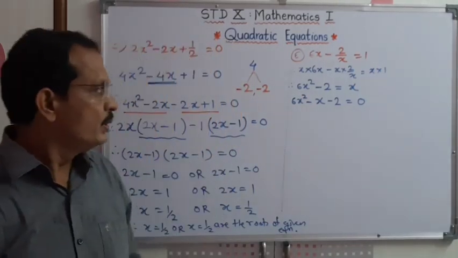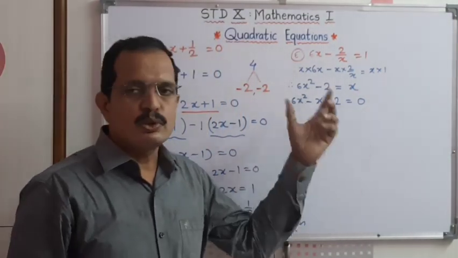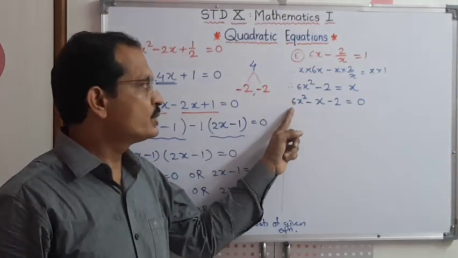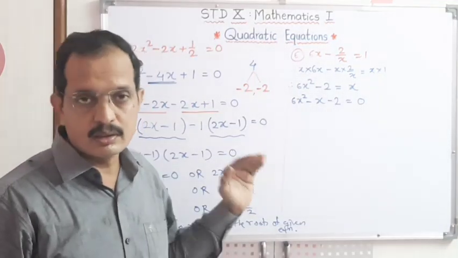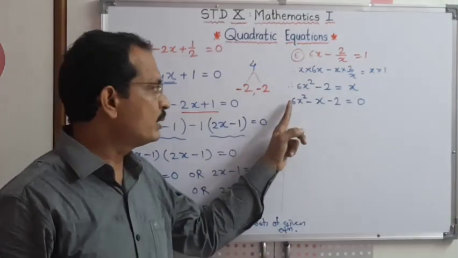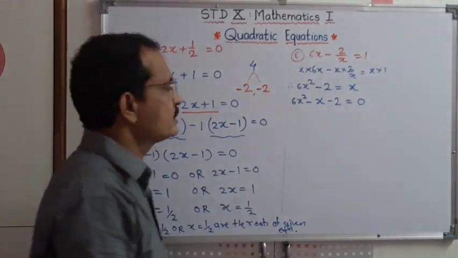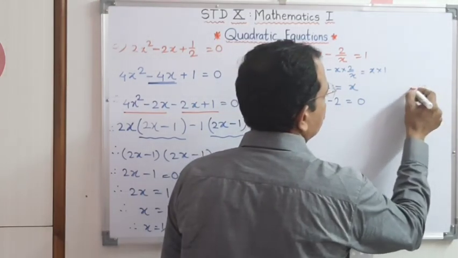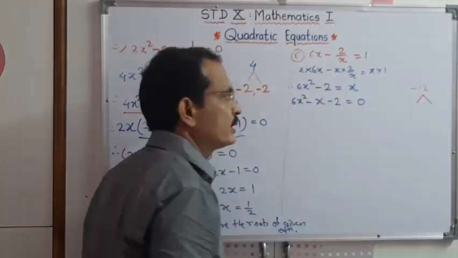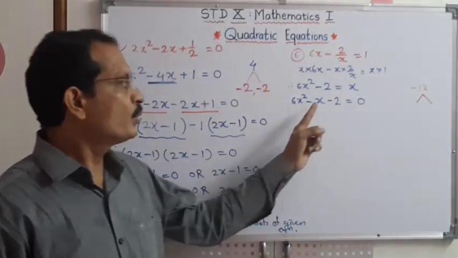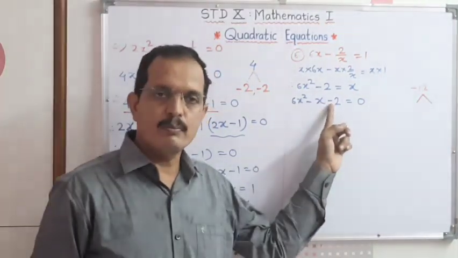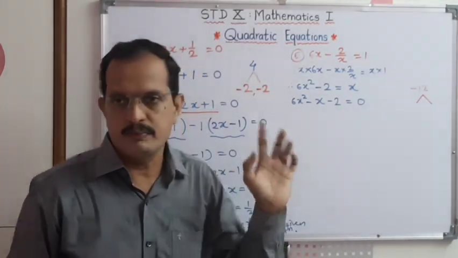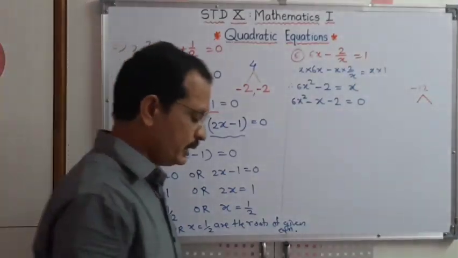Now 6x square minus x minus 2 equal to 0. Again see the coefficient of the quadratic term, it is other than 1. Then multiply this with the constant term. 6 into minus 2, it is minus 12. Now find out the factors of minus 12. Sign of the constant term is minus, therefore we have to find out numbers whose subtraction should be 1. Subtraction should be 1.